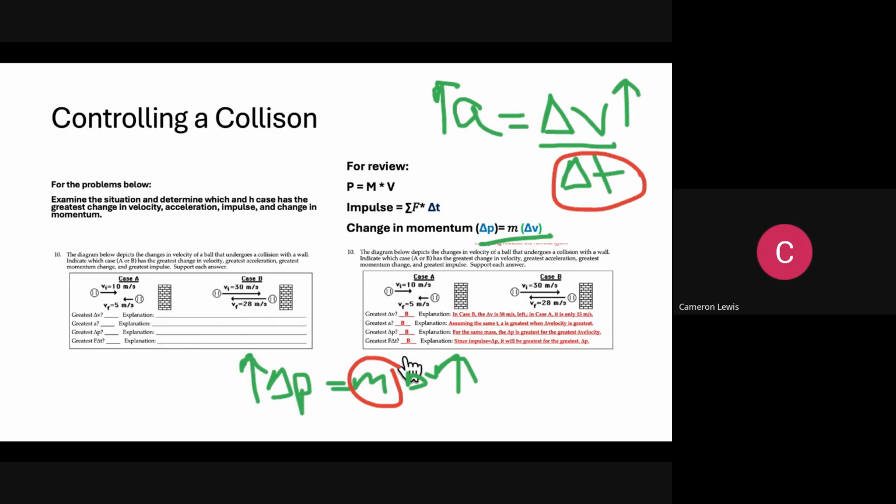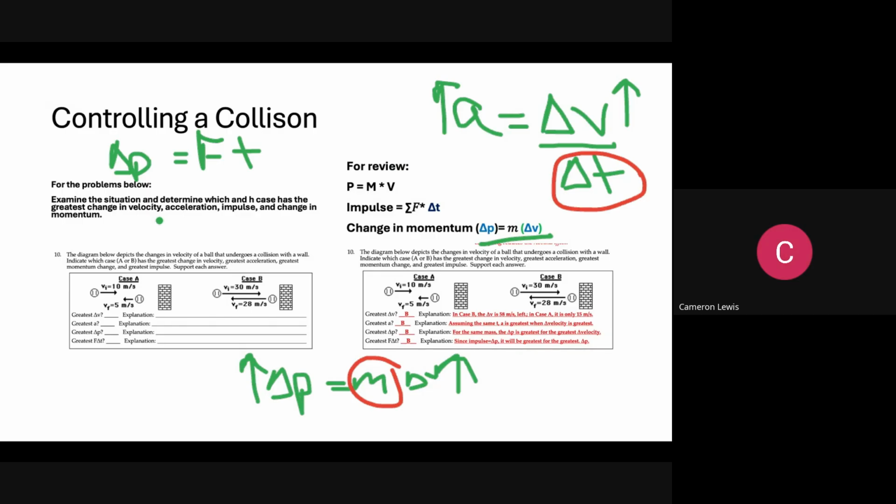Last one. So now that we know that, remember this, you said it earlier. What is this? Impulse, right? Impulse is also equal to what? Change in momentum. We already established which one has the greatest change of momentum, B or A? B. And change of momentum is equal to impulse, right?